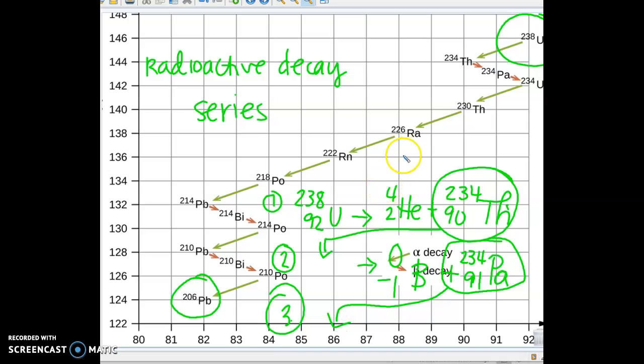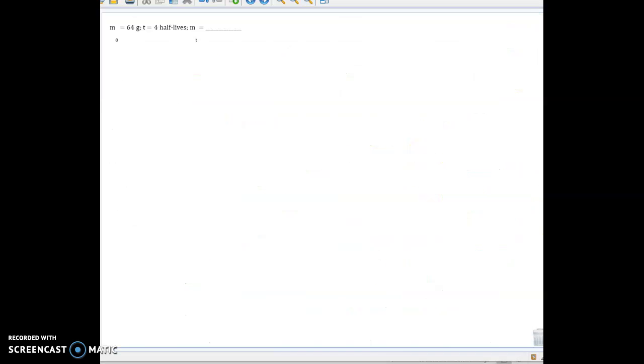And again, on your assessment, I've given you this series. So I say alpha, beta, beta, alpha, alpha, beta, alpha. So you have the whole list. You're going to start with the neptunium nuclide, and you're going to end up with a stable nuclide. Okay, so that's how you do the radioactive decay series.